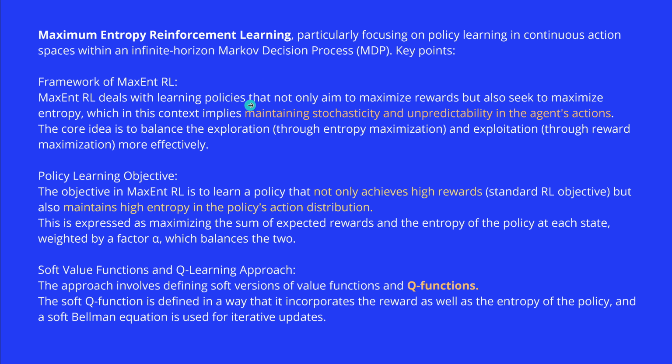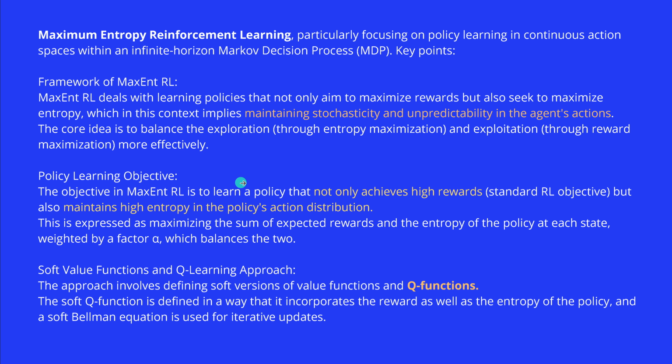We deal here with learning policies that not only aim to maximize the reward, but also seek to maximize the entropy, which in this context now implies maintaining stochasticity and unpredictability in the agent actions. So we want our agent that interacts with an environment to have two main functions. This core idea is balanced by exploration through entropy maximization and exploitation. So we want to have both entropy maximization and reward maximization. These are two functions our agent has to be able to fulfill.